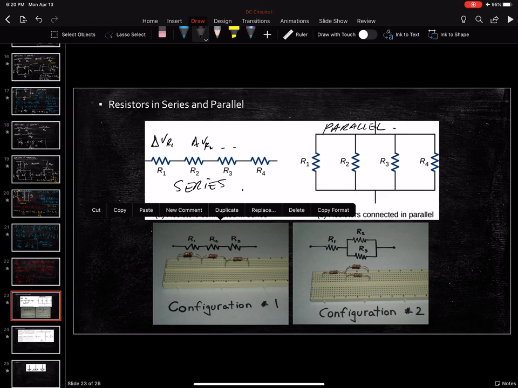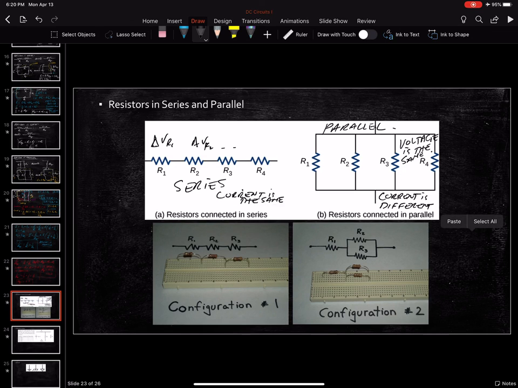The current is the same across each of these resistors, but the voltage continues to change. The voltage is different. Whereas in parallel, the current is different, but the voltage is the same. That's what the junction rules say.